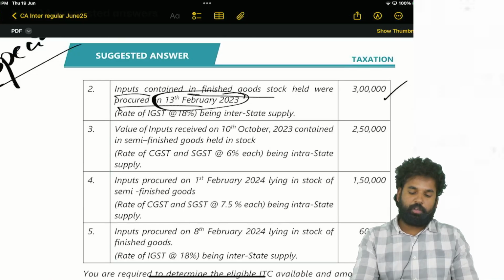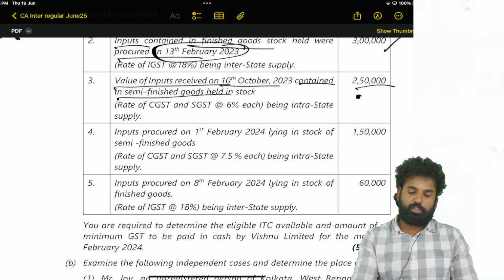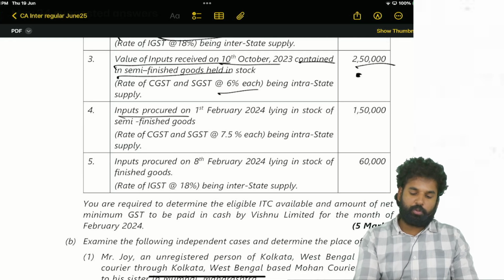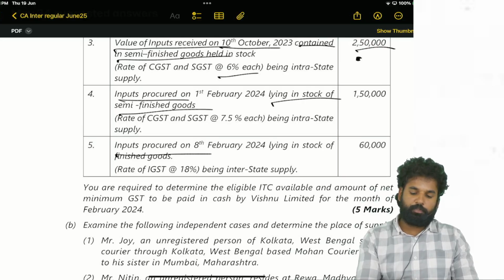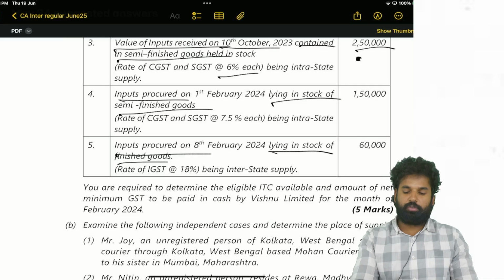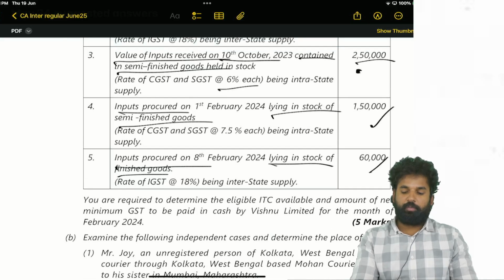Okay. Next, value of inputs received on 10th October 23, contained in semi-finished goods, 2,50,000, 6% GST. Inputs procured, lying in stock in semi-finished goods. Inputs procured, lying in stock in finished goods. Okay, so which shall be claimed?